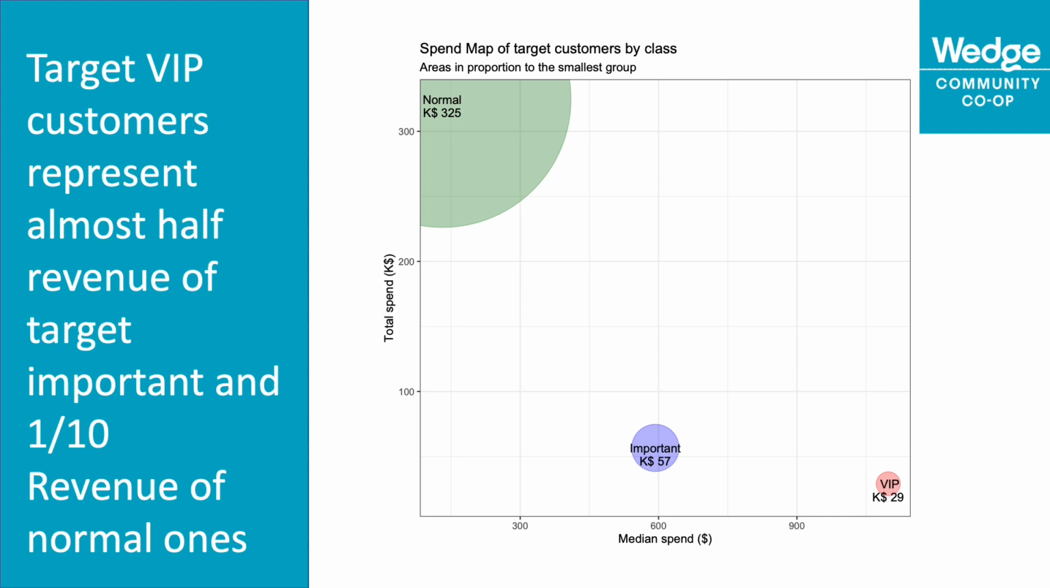This map plots the classes as circles with areas in proportion to the total spend of each group. In the horizontal axis, we have the median spend in dollars, and in the vertical axis, we have the total spend of the class in thousands of dollars. We can see that the VIP class produces in total $29,000, which is almost half of the total spend of the important class and almost 1/10 of the total spend of the normal class.